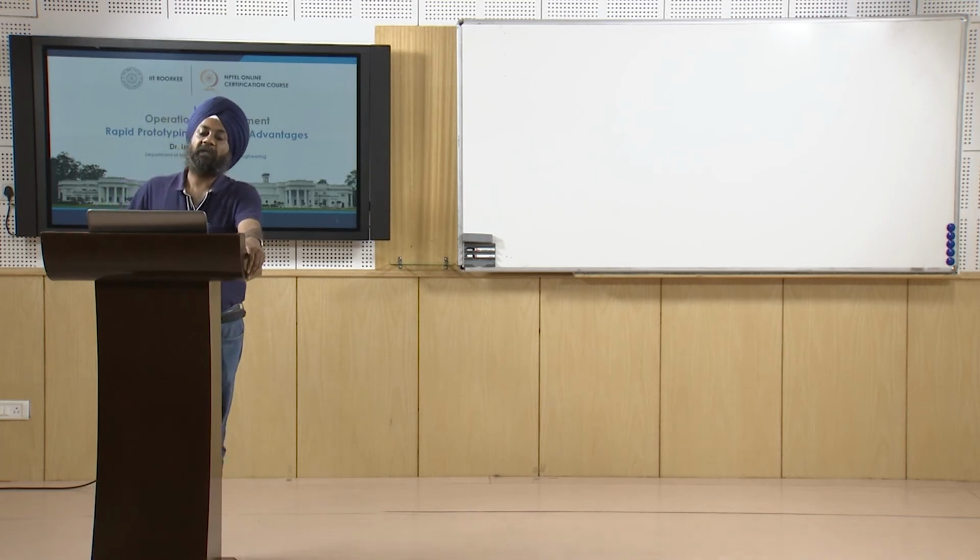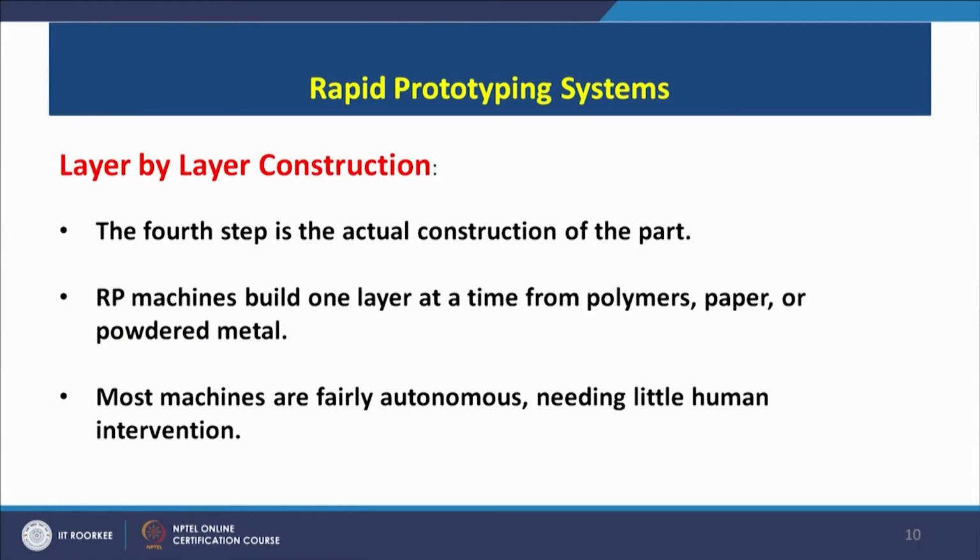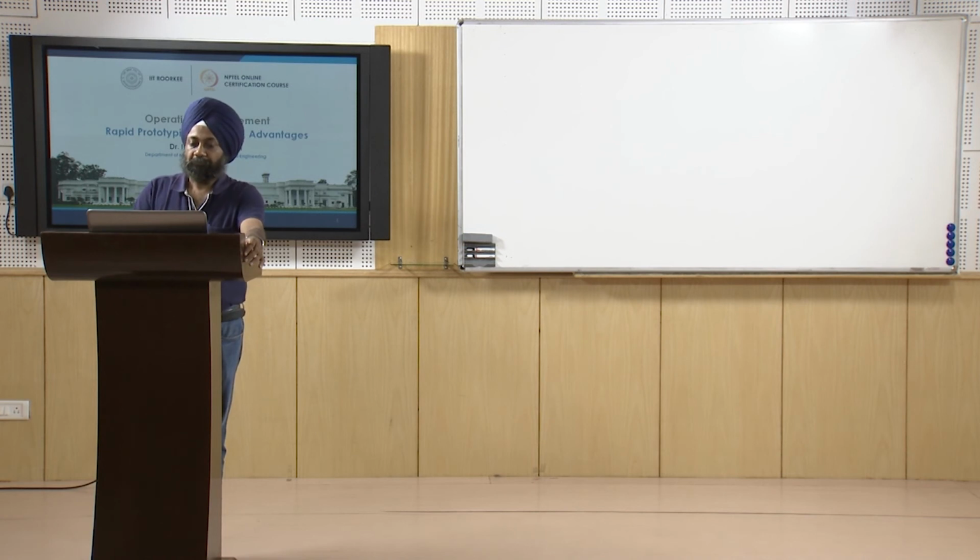And then we do layer by layer construction. The fourth step is the actual construction, actual fabrication of the product or the prototype. RP machines build one layer at a time from polymers, papers or powdered material. I have already highlighted this in the beginning of today's session. Most machines are fairly autonomous, needing little human intervention. So these are more or less automatic machines which help us to create our prototypes.